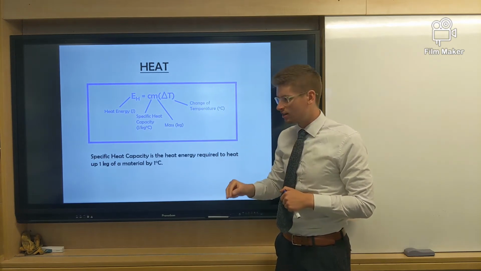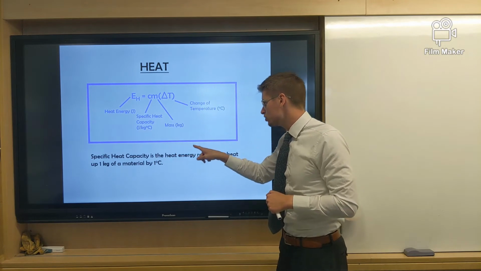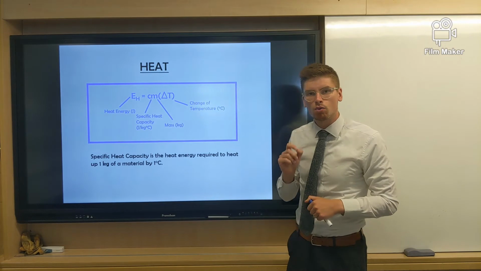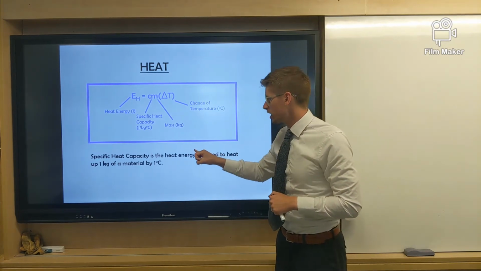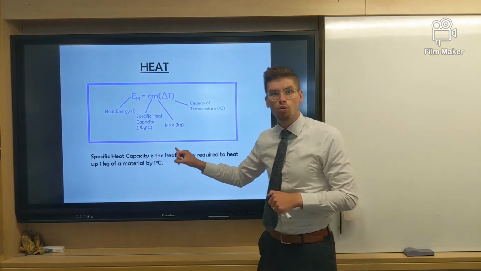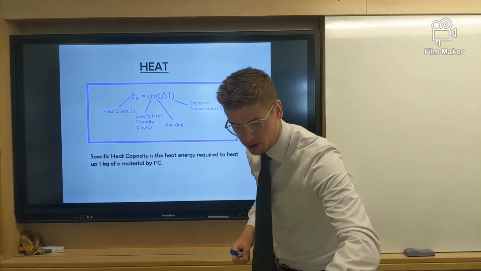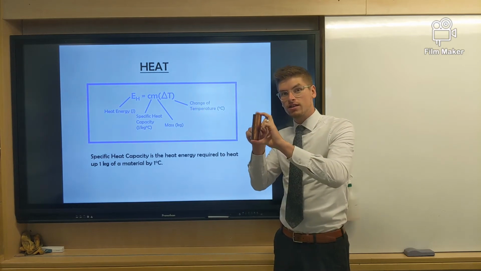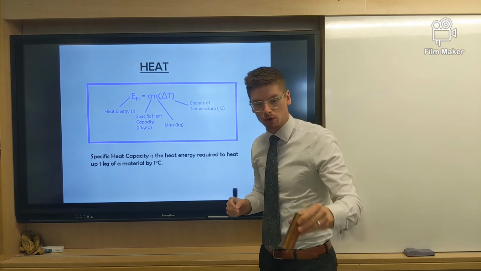But what even is it? This is it here. Specific heat capacity is the heat energy required to heat up 1 kilogram of material by 1 degrees Celsius. Okay? So the heat energy required to heat up 1 kilogram of material by 1 degrees Celsius. Right, so I've actually got a kilogram of copper here. So it's the energy that it would take to raise this 1 kilogram of copper by 1 degree Celsius. That's all it is. Okay?